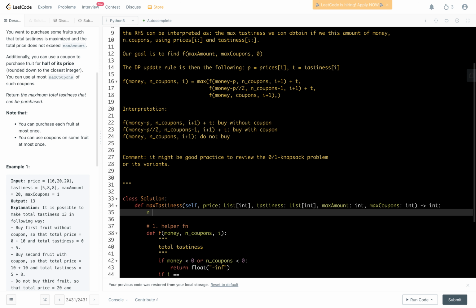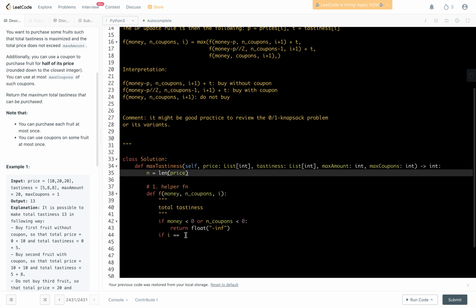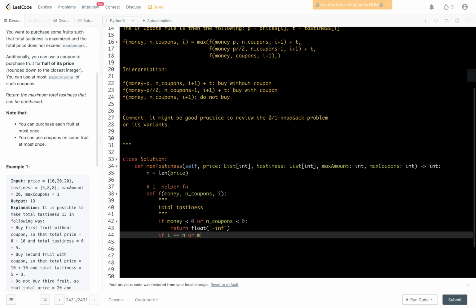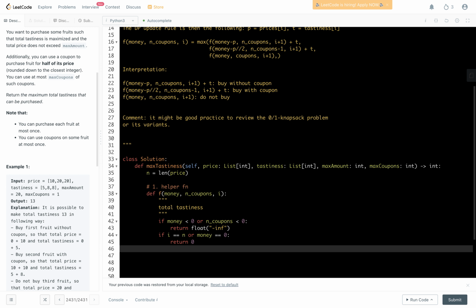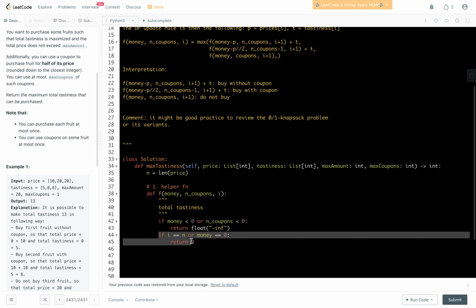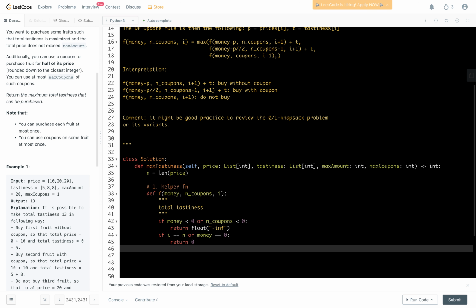Another stop condition is that if i equals the length of the price. Actually, we can first track this information here, just for convenience. So we are going to use n equals the length of price. So if i equals n, or the money equals 0, this is the stop condition, right? So we're going to return 0. We can also regard this as the base case in the DP, right?